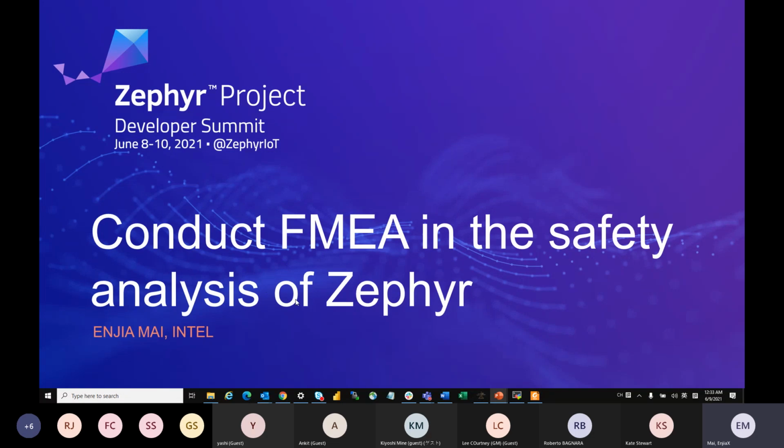I'm a software engineer from the Intel Zephyr team, and I'm so glad to have such an opportunity to introduce some of our safety-related work in this Zephyr Developer Summit. So my topic today is about conducting FMEA in the safety analysis of Zephyr.